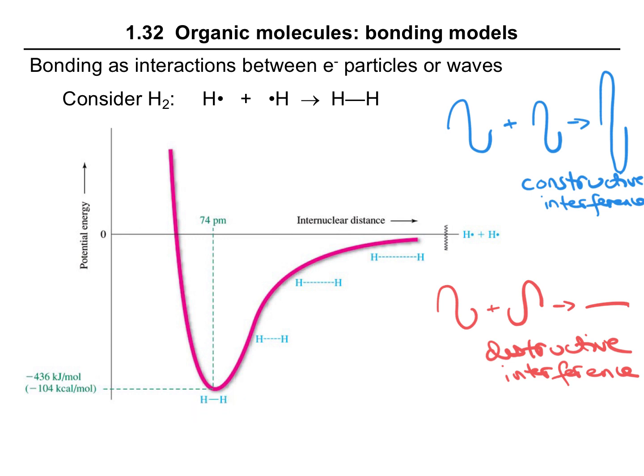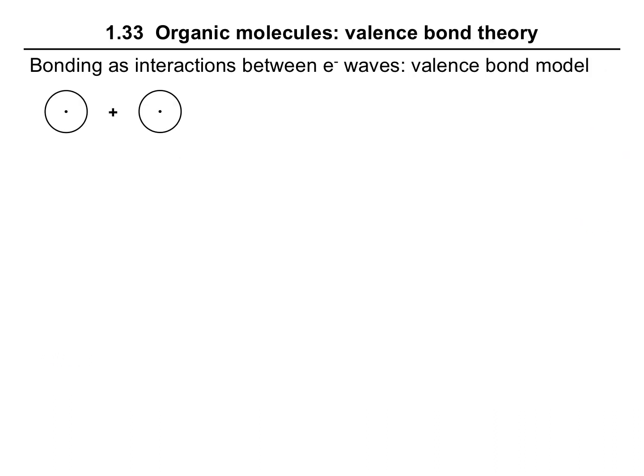As we continue to bring those atoms closer to each other, now we're starting to go back toward destructive interference, and so the energy is going to increase again. So when we think about bonding as interactions between electrons as waves, we're thinking about waves being in phase or out of phase. And bonding occurs where the electron waves have the most constructive interference. So using electrons as waves, there are two different approaches. The first one is the valence bond model.